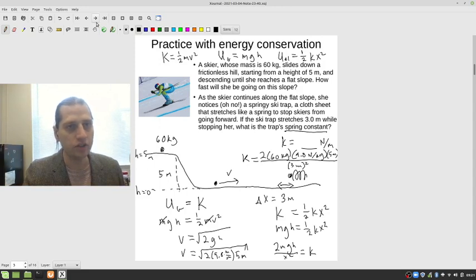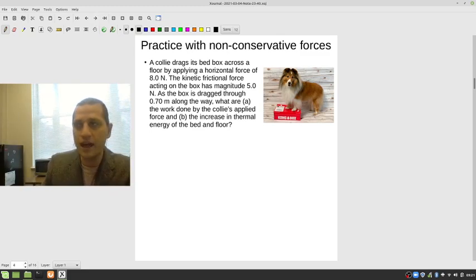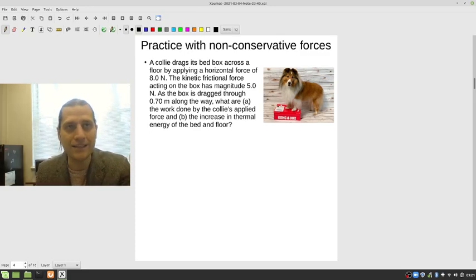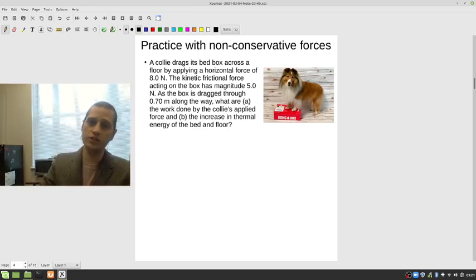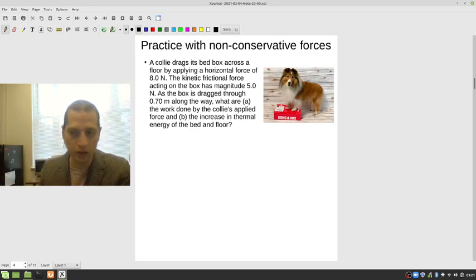Now let's take a look just quickly at another practice problem with non-conservative forces. Okay, so this is another problem from your book, but the idea is that if you have something like friction, that can act as a negative source of energy. How is it a negative source of energy? Is that a contradiction? No, it just means that energy is leaving your system and it's going into thermal energy of the floor. It's being leaked out. So let's just look at an example of this.